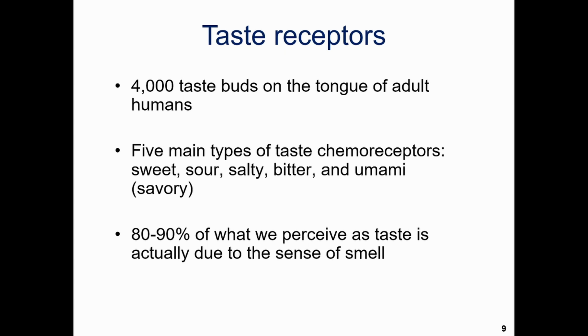When it comes to your sense of taste, you have about 4,000 taste buds on your tongue that help detect the chemicals in the food you eat. And we have 5 main types of chemoreceptors for taste: sweet, sour, salty, bitter, and umami, which is best translated to savory. However, because we only have 5 types of chemoreceptors, our sense of taste is not very refined.